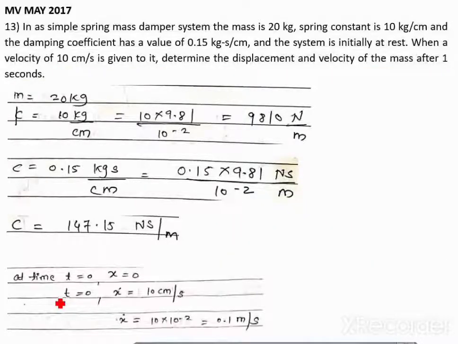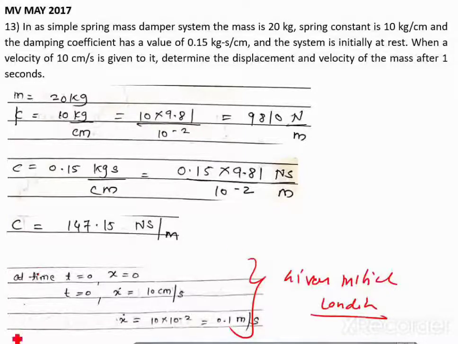So this first slide is the given part. These are nothing but the given initial conditions. Okay, so I hope you have understood this problem.